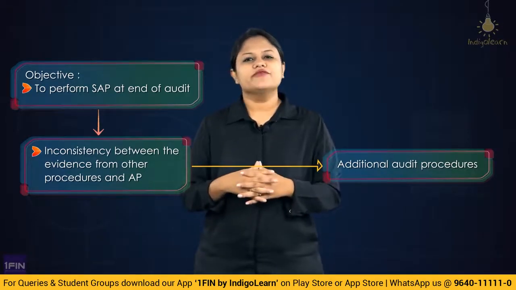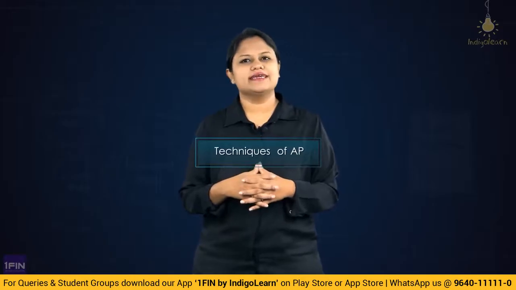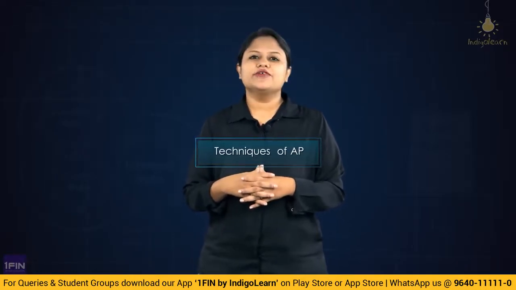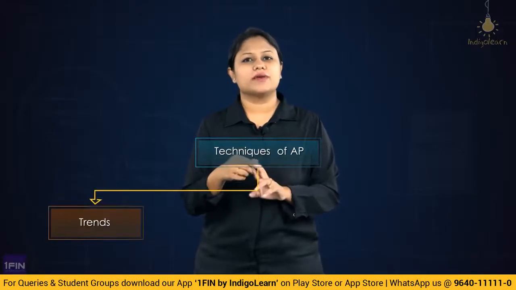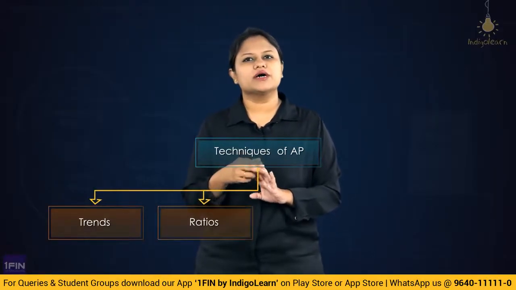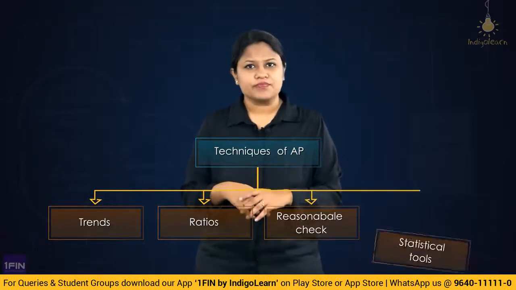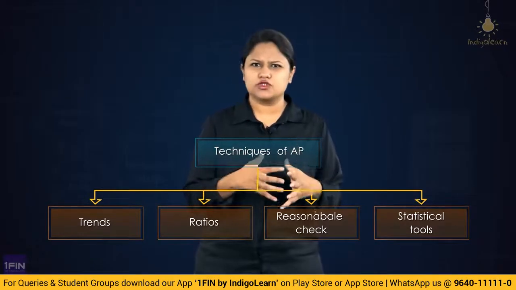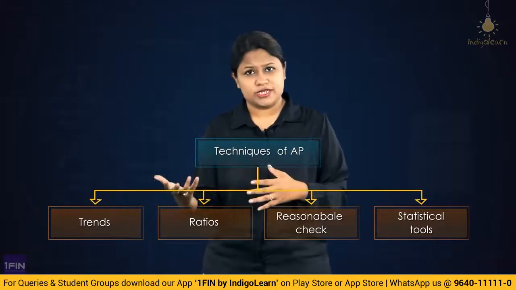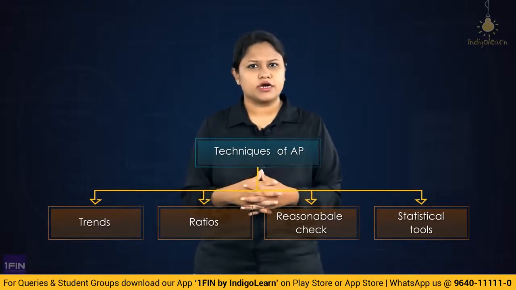Now further, we need to understand the methods or the techniques that we will be using for the purpose of applying the analytical procedures. We have four: one is the trends, second is ratio, third is reasonableness check, and fourth is the modeling tools. Alright, now analytical procedures could be quite simple in application, or you could have complex ones also. So based on that we have four different techniques that we could study about.